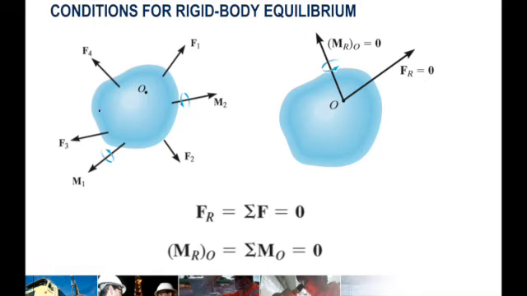So as you can see, this is our rigid body. It's acted upon by several forces and several couple moments, or moments, and what we need to do is to resolve it into a resultant force and a resultant moment acting at point O, an arbitrary point O, and the summation of these moments must be equal to 0, as well as the force.